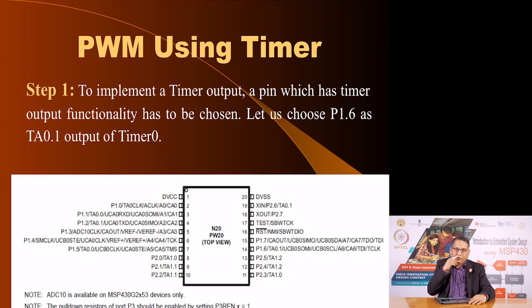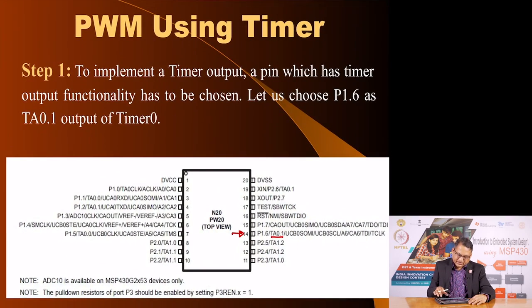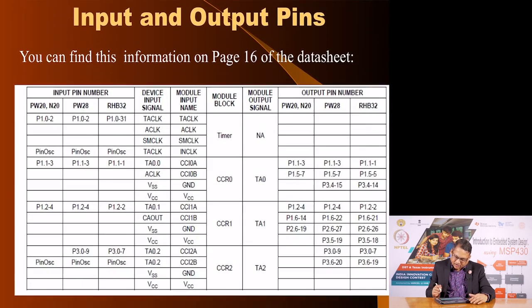Now, if you want to use the timer for PWM, the output signal can be routed to any given pin. In this case, we will route it to P1.6, that is TA0.1, and let us see how we do that. These are the pins associated with the timer A0 input and output pins. We are interested in this. We are going to use CCR1.